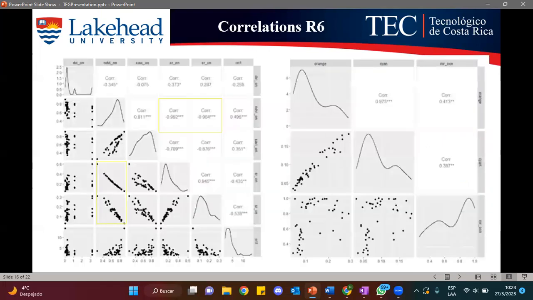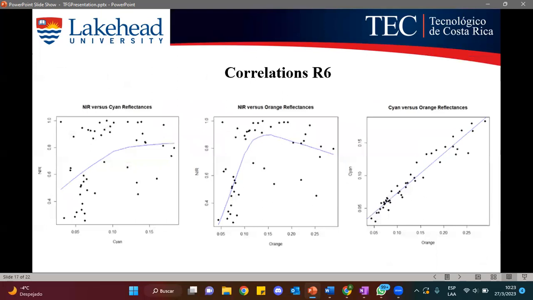And now talking about R6, you can see that the high correlation for the simple ratios and NDVI remains high. What changed here on the middle stages is the behavior between bands. You can see that again, it's mostly a non-linear relationship, but between cyan and orange, there is a linear positive relation.